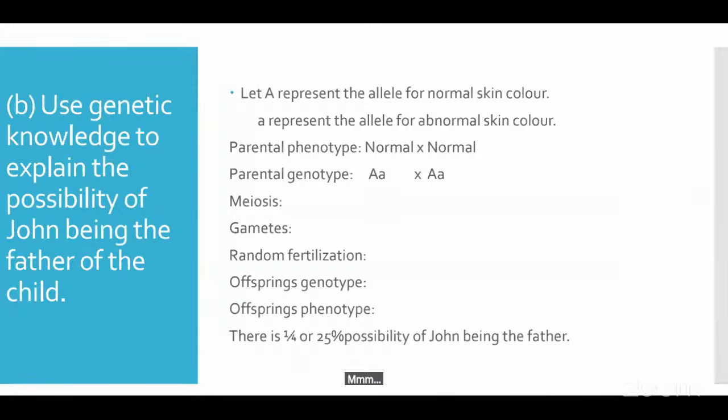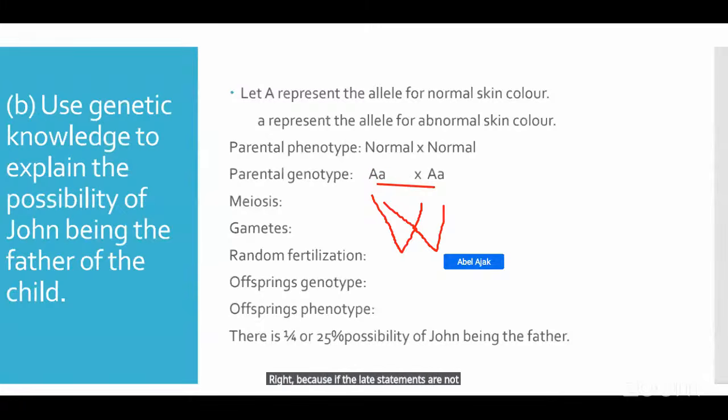So I recall that we can have genetic symbols done. Now, my emphasis here, as I emphasized in the previous facilitation we had, is that you make sure your key statements are really right. Because if the key statements are not correct, then definitely we shall not have any scores for anything below.